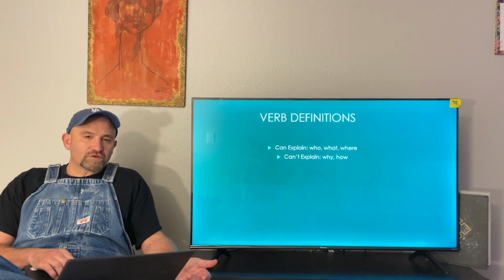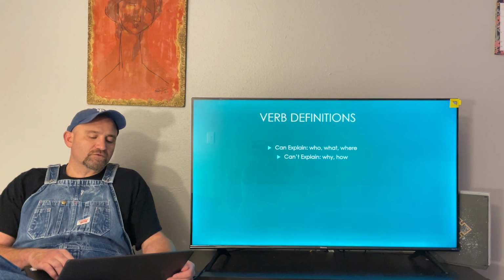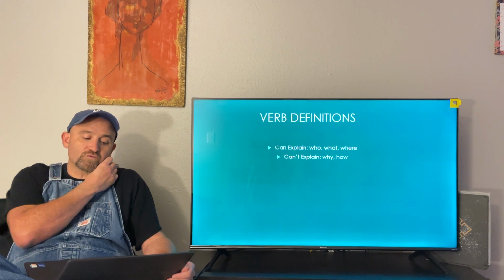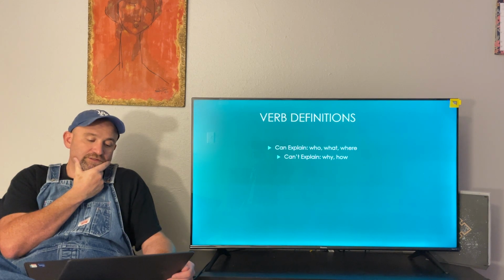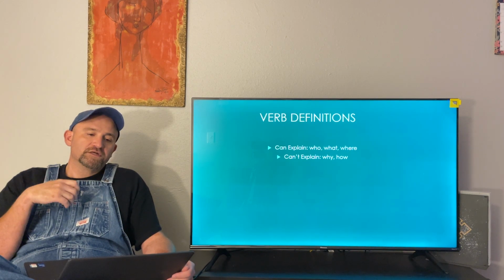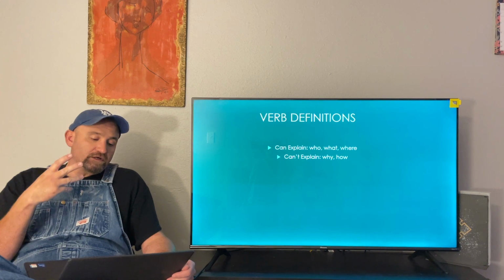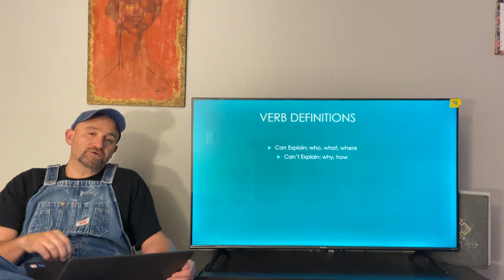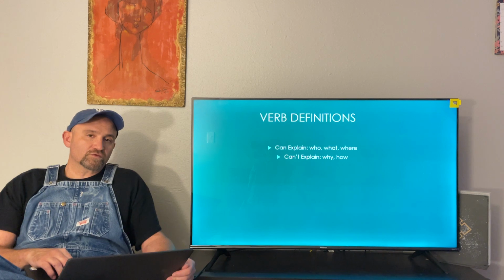Verb definitions are pretty much the same, except we're going to break them down into categories of what they can and can't explain. At this point, they can explain the who, what, and where, and they can't explain the why or the how, so they don't really get the meaning of things just yet, but they know who did what and where.